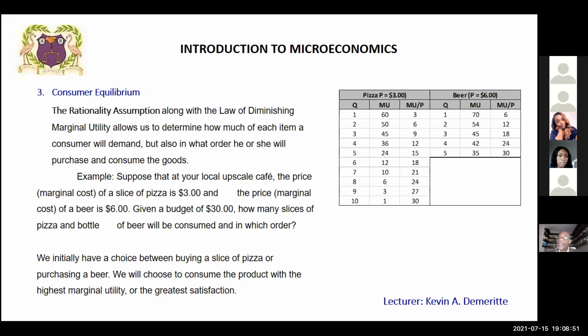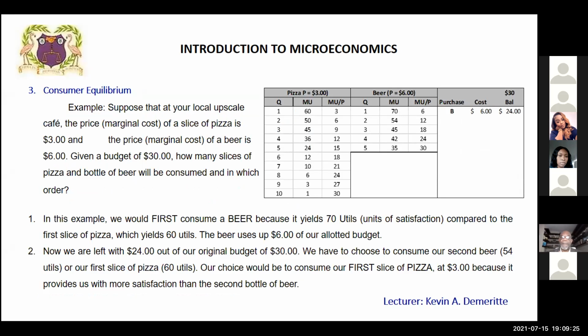But if you were to purchase a beer and drink that, that first beer is going to give you 70 units of satisfaction, or 70 utils. So your marginal utility if you consume that first slice of pizza is 60, but the marginal utility if you consume that first beer is 70. So the question is, do you buy a pizza and get 60 units of satisfaction, or do you buy a beer and get 70 units of satisfaction? I buy, well, 2 beers. No, where do you get 2 beers from?